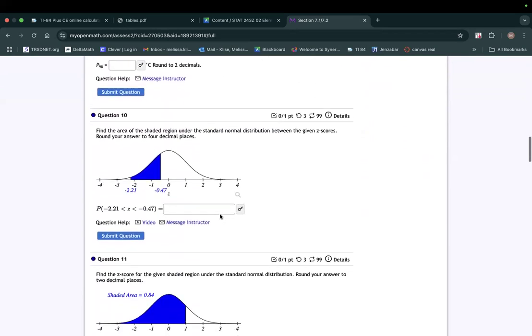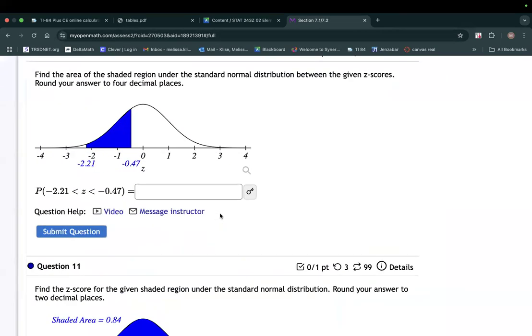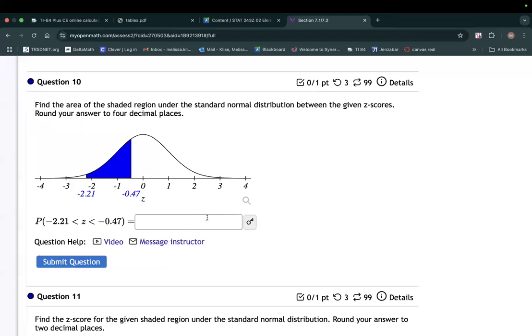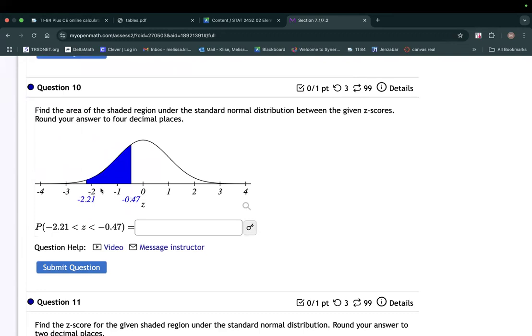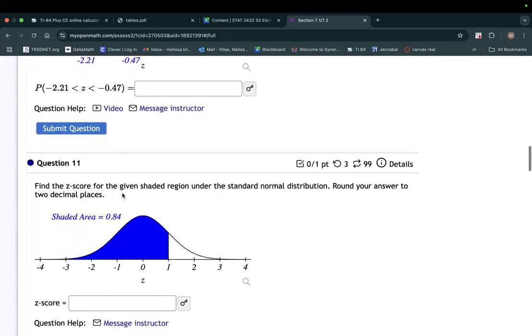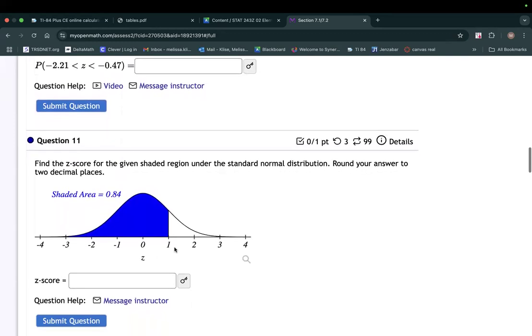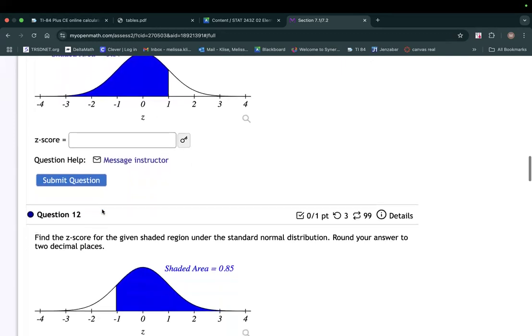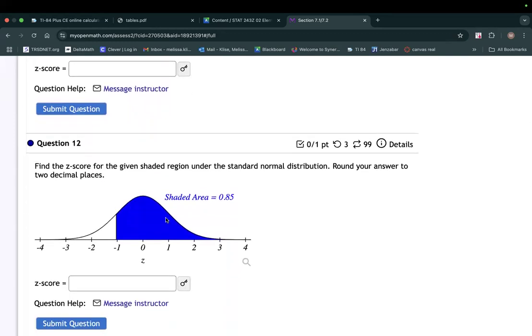But some of them have pictures. So take a look here. You're looking for between the z-score of -2.1 and -0.47. Your lower bound will be this one, your upper bound will be that one, and this is normal CDF, not inverse norm. But this one right here would be inverse norm, and you're going to use 0.84.